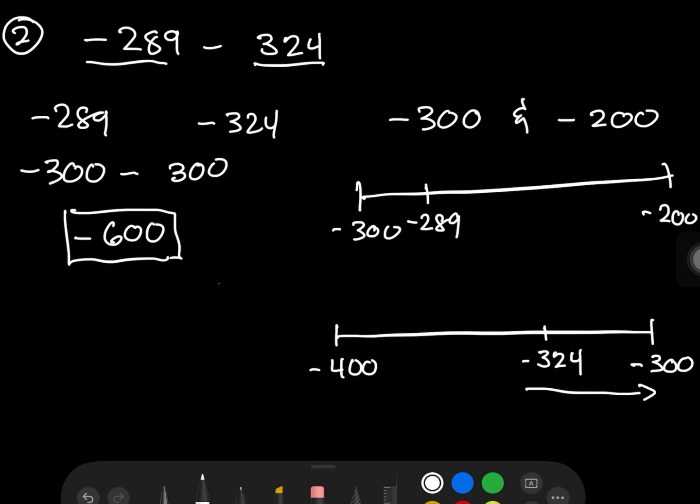But if you're going to get the exact value, negative 289 minus 324 is equal to negative 613. Let's have another example.